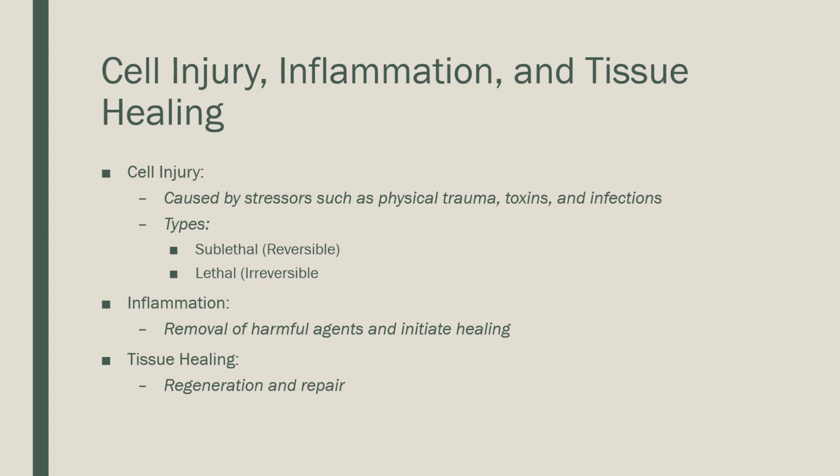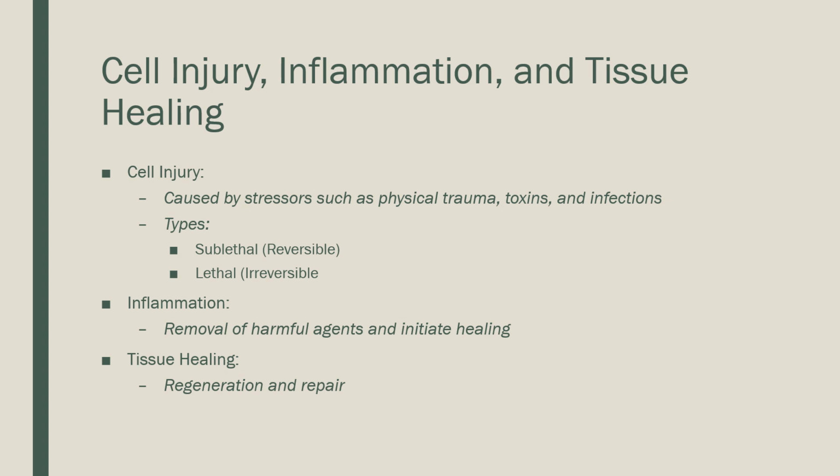Stressors like physical trauma, toxins, infections, and mechanical stressors can cause cell injury. There are 2 types of cell injury: sublethal, which is mild and reversible, where the cell adapts and restores homeostasis. Then there's lethal, which is more severe and irreversible. This leads to cell death.